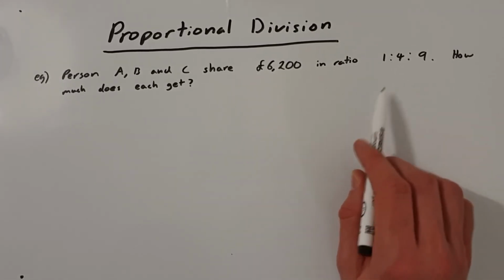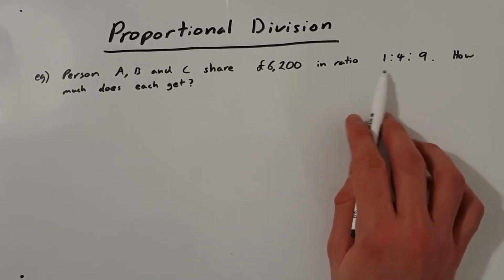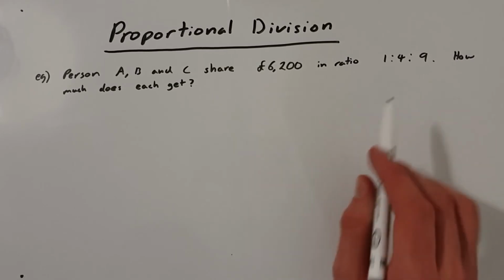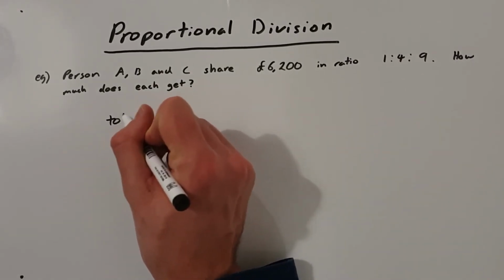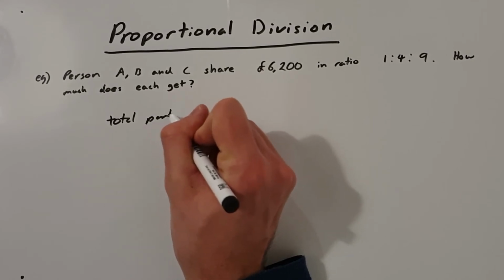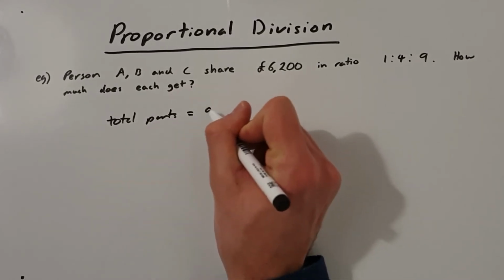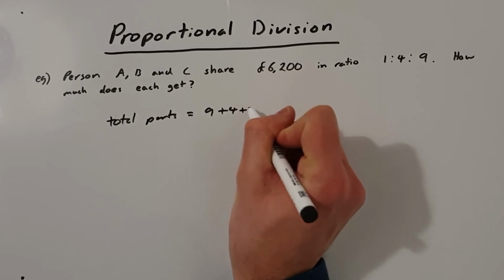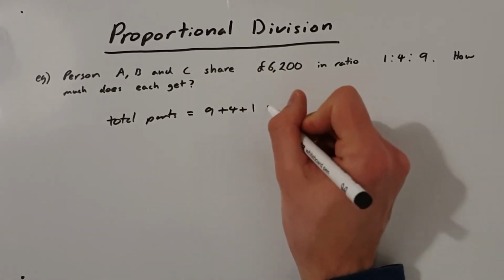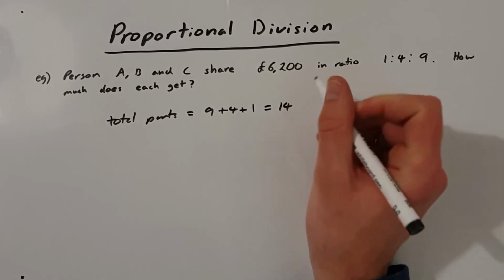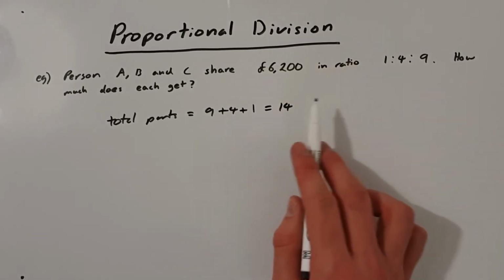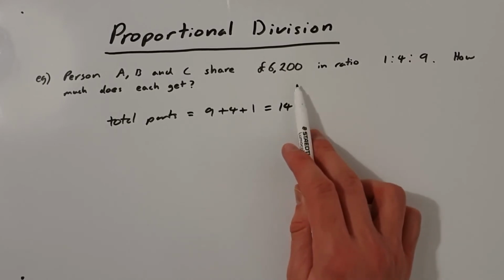So what we must do is look at the total number of parts in our ratio. In this example, we just add them up. So we're going to have 9 plus 4 plus 1 to get the total number of parts. So 9 plus 4 is 13, plus the 1 gives us 14. So there are 14 parts in total that make up the 6,200.